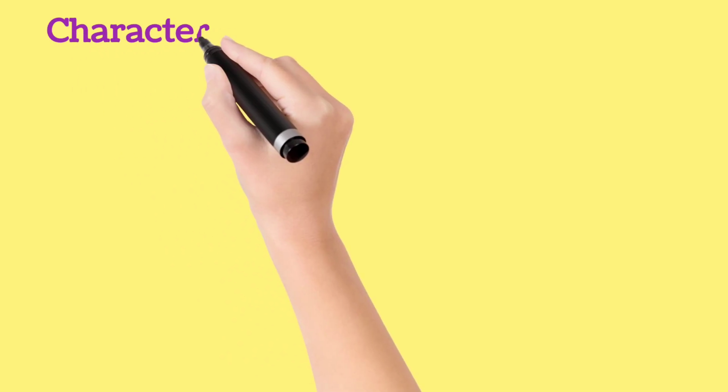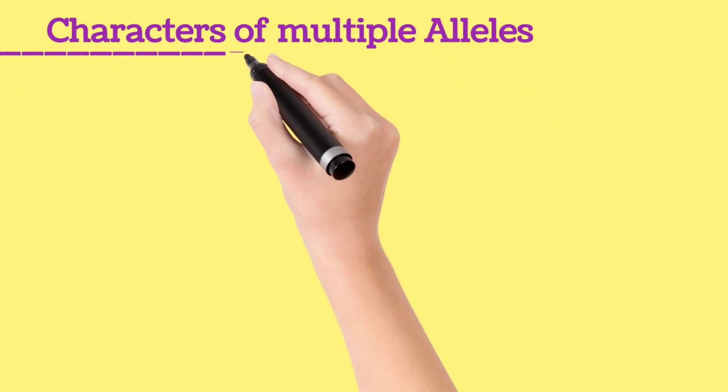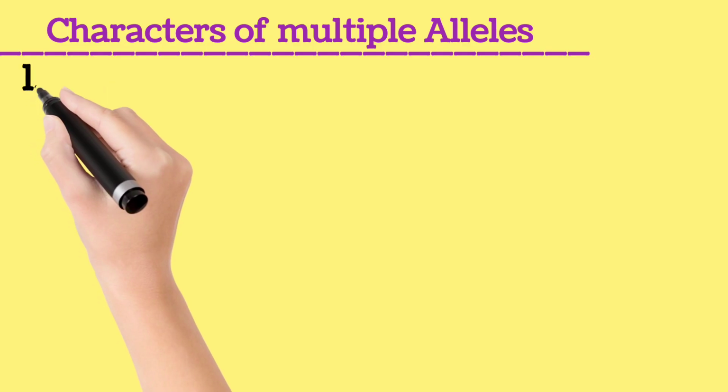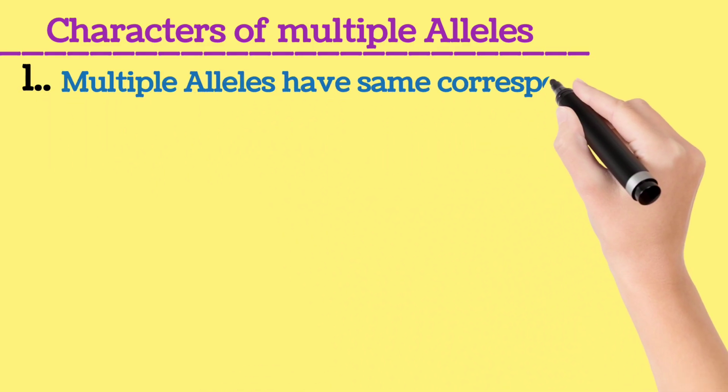Now proceeding with the very important part of the story. Here we are going to explain some good characters of multiple alleles. A very important and significant character, number one: you must know that multiple alleles have the same corresponding loci.